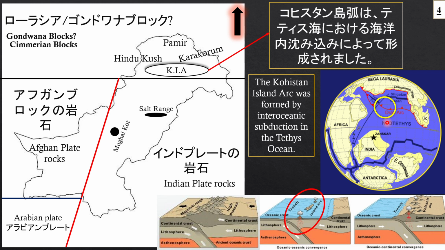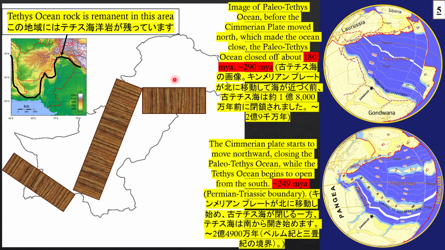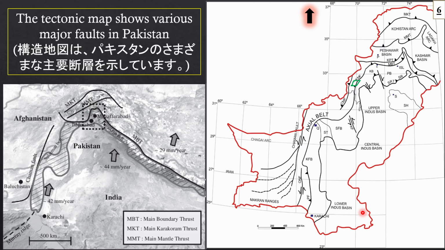The Kohistan Arc is an island arc formed due to intra-oceanic subduction, which is also present in Pakistan. So these are the Paleo-Tethys remnants in this area's sedimentary package. Paleo-Tethys and Neo-Tethys refer to when the Cimmerian blocks were cut off. In the north there is the Paleo-Tethys, north of the Cimmerian block, and in the south is the Neo-Tethys.